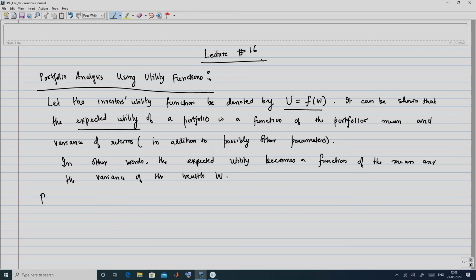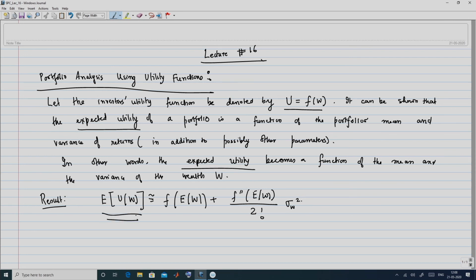W. So, let me be more specific with this result, which gives a quantitative formulation of this. The expected utility of the wealth can be shown to be a function of the expected wealth plus f double prime of expected wealth divided by 2 factorial into sigma W square. So, the expected utility, E of U of W, is a function of the mean and the variance of the wealth W.